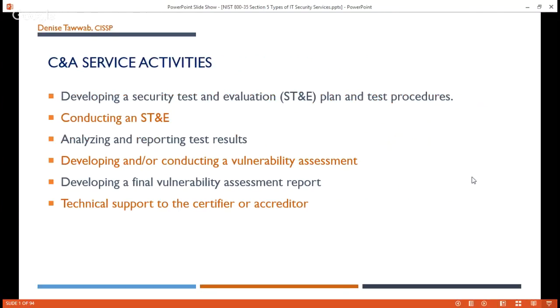Some C&A service activities are developing a security test and evaluation plan and test procedures, conducting a security test and evaluation plan, analyzing and reporting your test results, developing and or conducting vulnerability assessments, developing a final vulnerability assessment report, and providing technical support to the certifier or the accreditor.